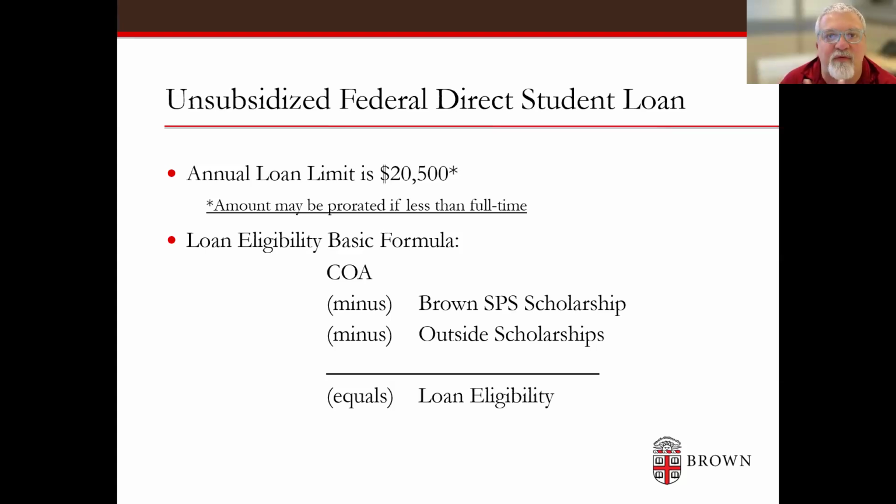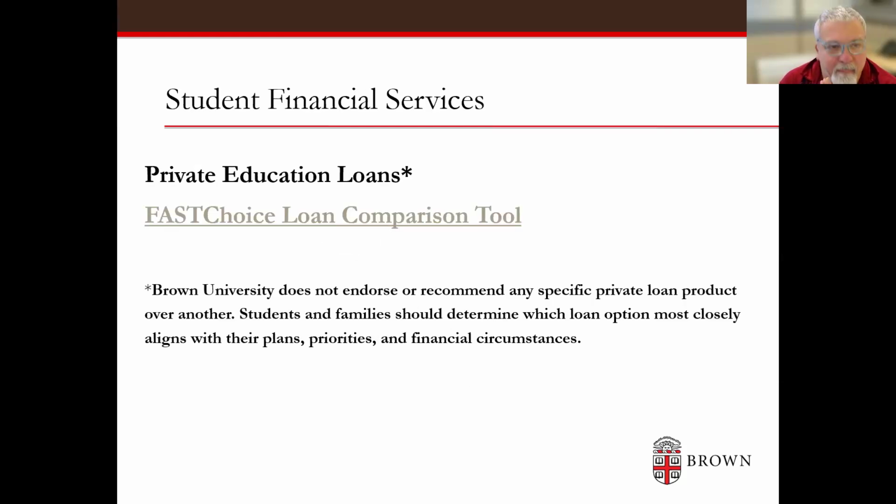The loan eligibility basic formula is this: we have a cost of attendance, which Fran went over earlier, minus Brown School professional scholarship, so any departmental funding you may be receiving, minus any outside scholarships you might receive, equals your loan eligibility. We're going to quickly talk about this, but at the end of when I'm done talking, I'm going to do a quick demonstration of this fast choice loan comparison tool.